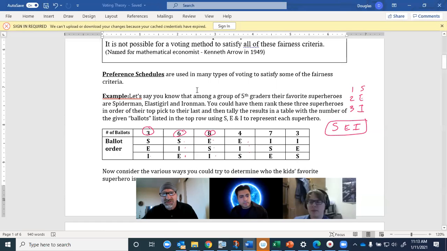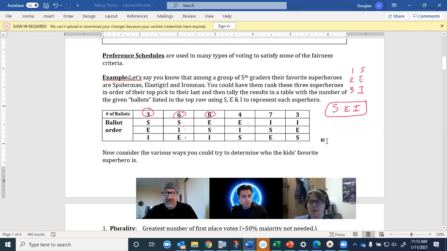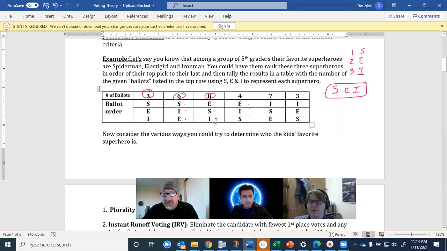Now that's on a preference schedule. And by the way, there's a little something you need to know. On a preference schedule, you don't have to pick the first, second, and third. If you're going to vote, you can just vote for one and pick your favorite and ignore the other ones. Okay, so the idea here is, I want to just take a little look at this.